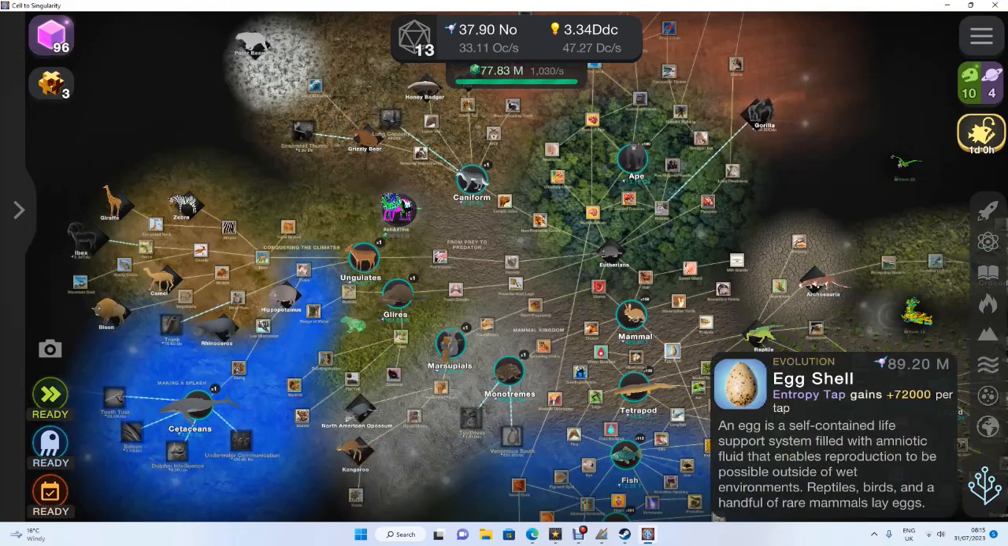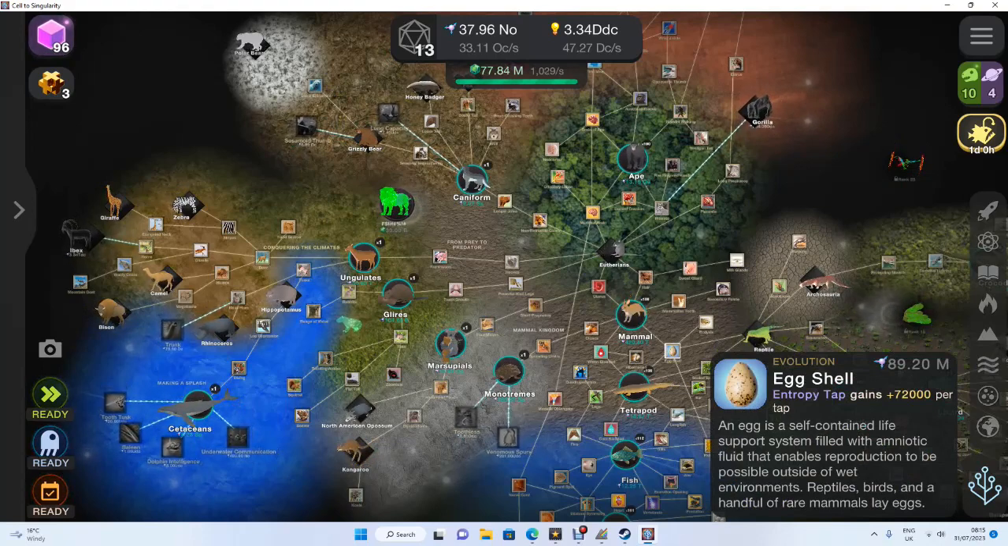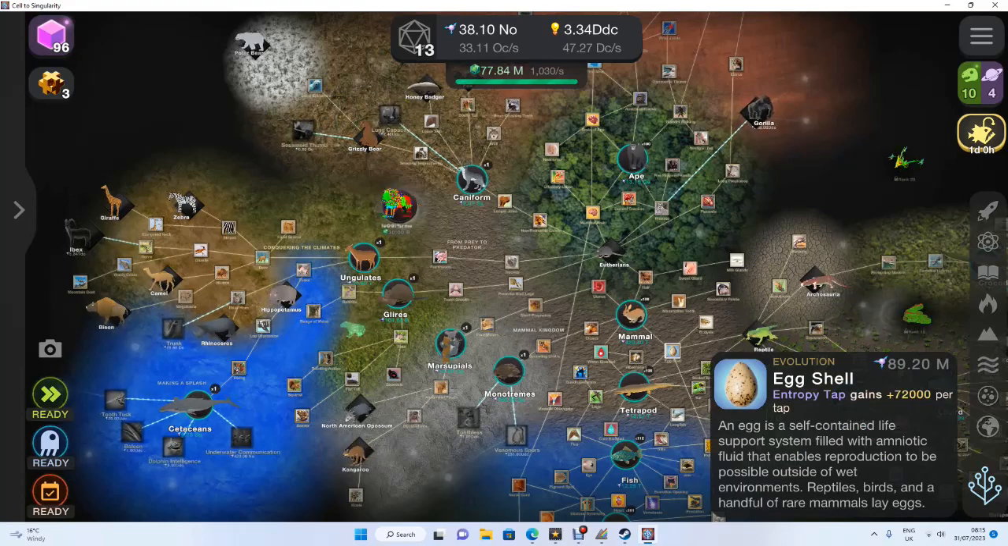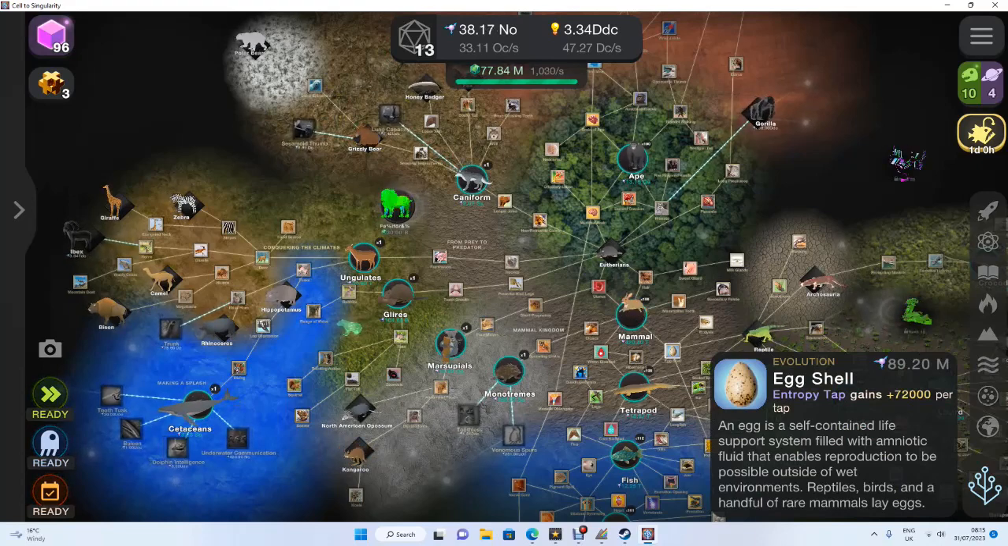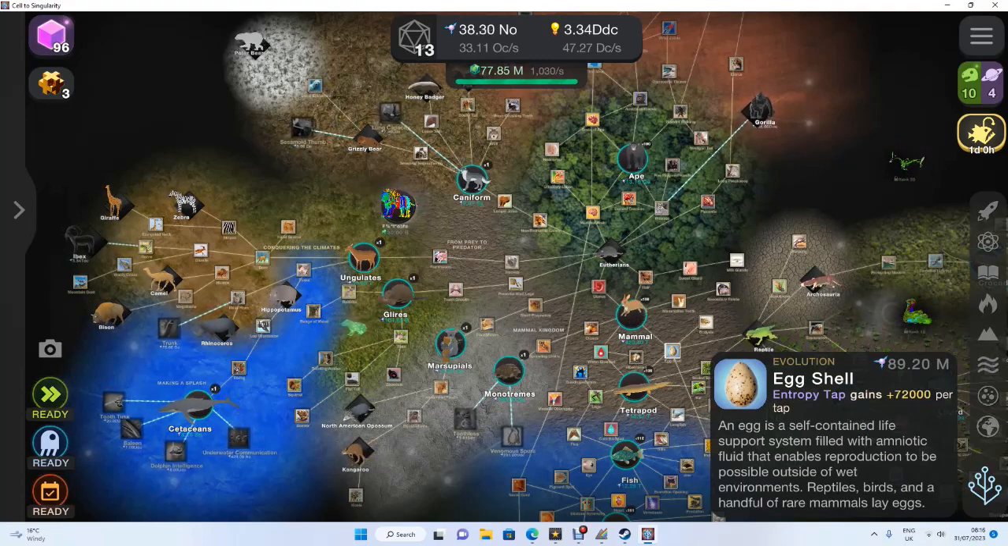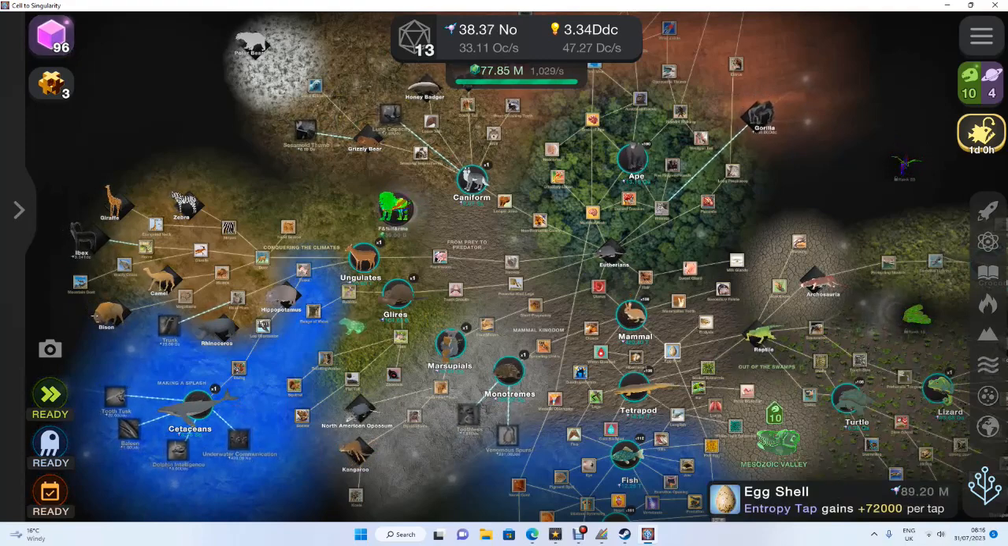Eggshell. An egg is a self-contained life support system filled with amniotic fluid that enables reproduction to be possible outside of wet environments. Reptiles, birds, and a handful of rare mammals lay eggs.